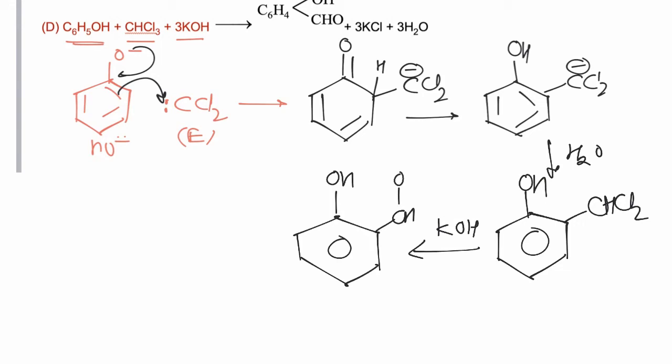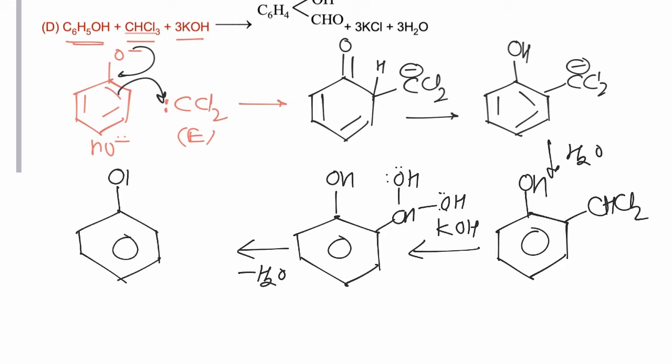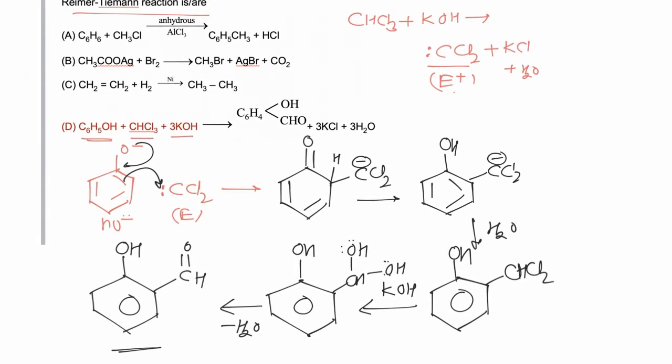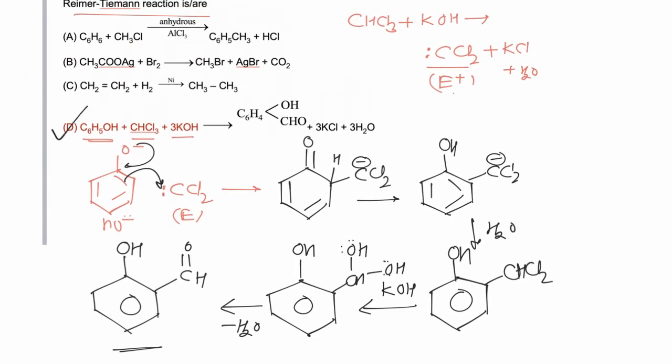CH(OH)2. Now two OH on same carbon are unstable due to lone pair repulsion, so water molecule is released and it will finally convert it to salicylaldehyde. Aldehyde is formed, so salicylaldehyde is the final product and correct answer is D.